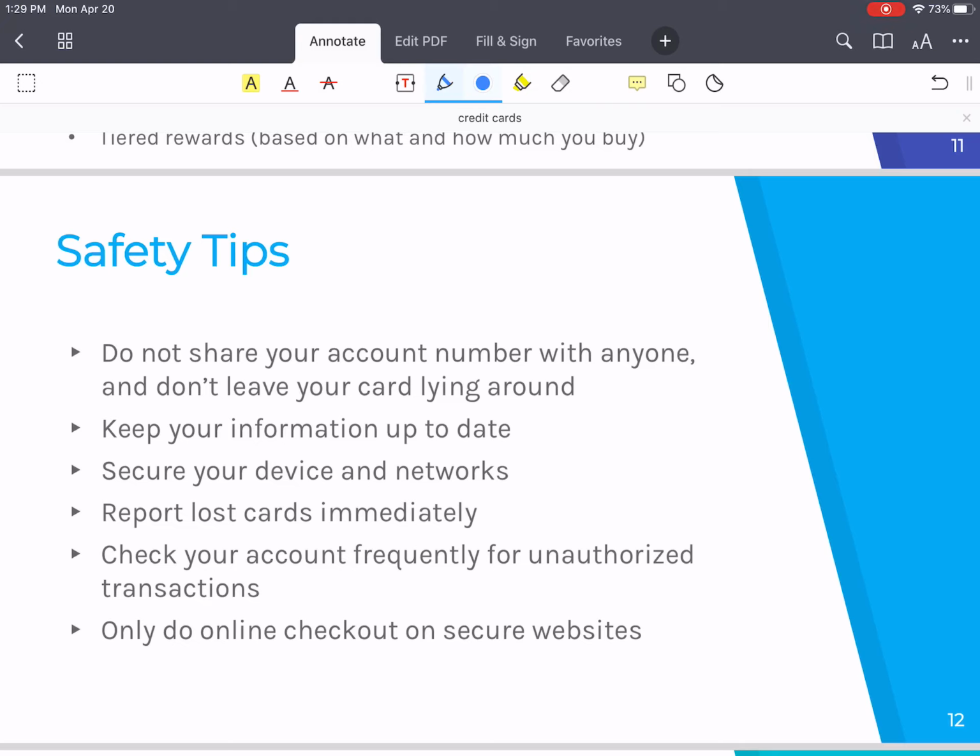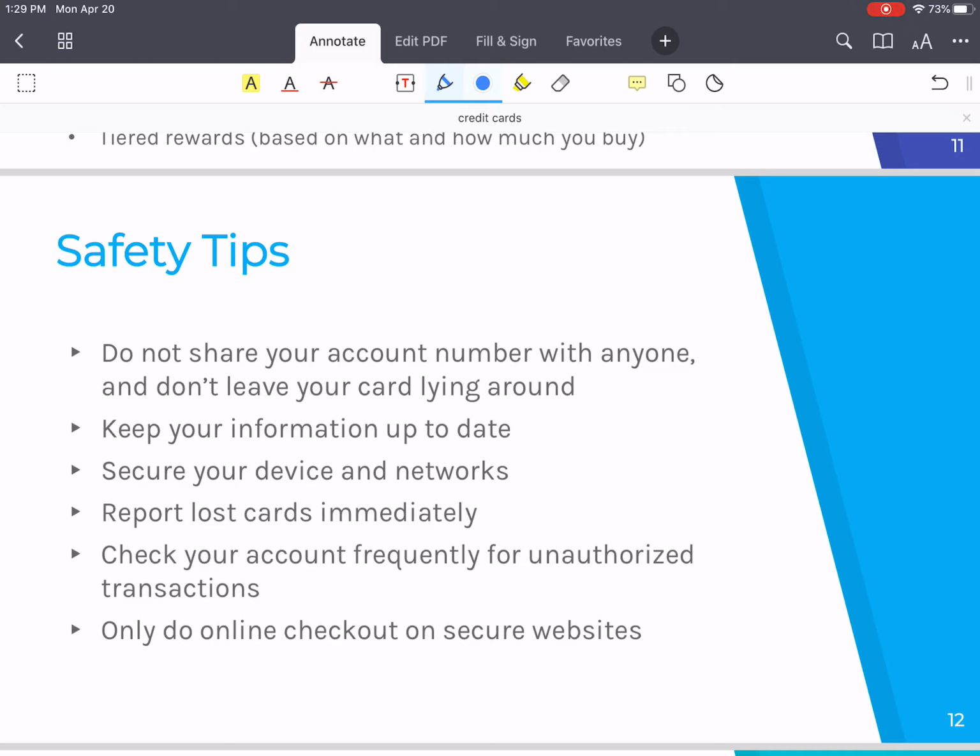Make sure that you secure your device and network. So I wouldn't do big online purchases if I'm on a public network. I wouldn't do it if I was not on my own computer, right? And just be very careful with that. If you're in public, don't ever check the option to keep yourself signed in. That's very stupid. Don't do that.